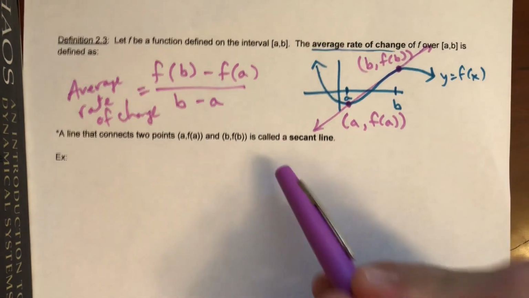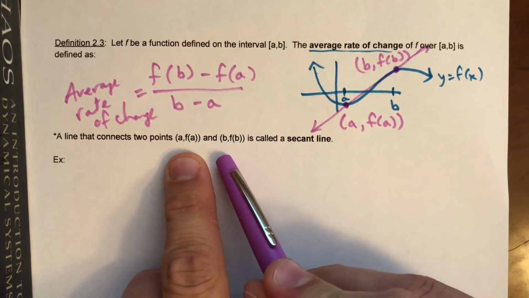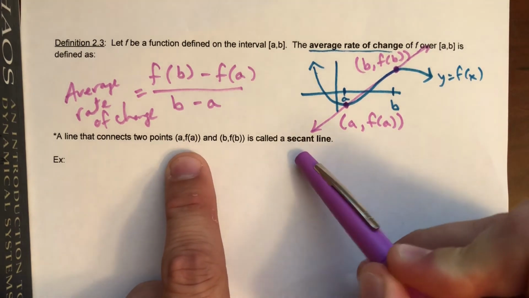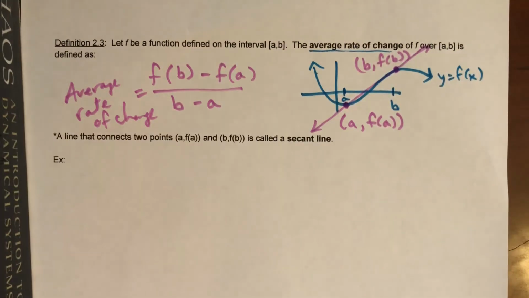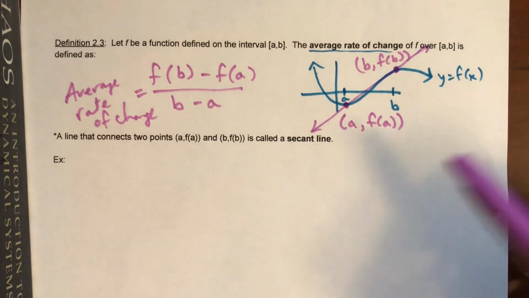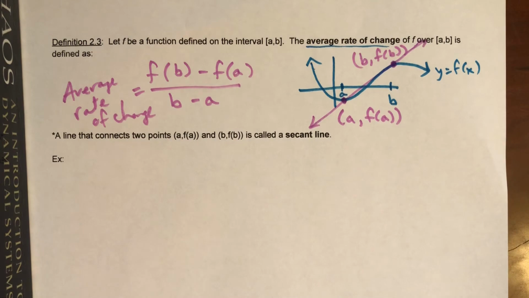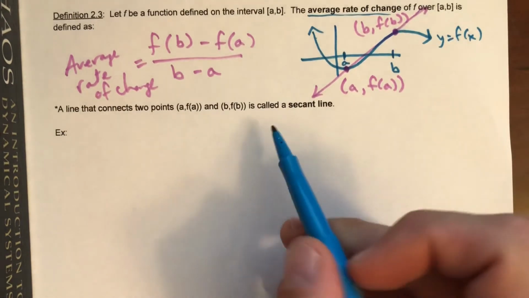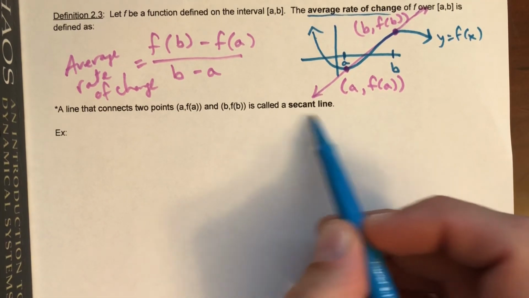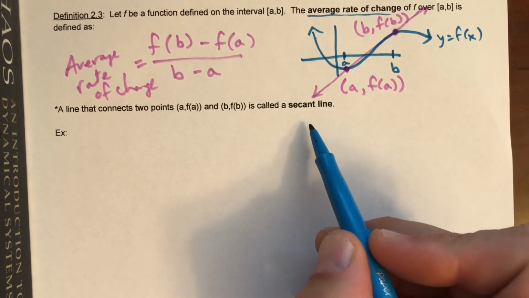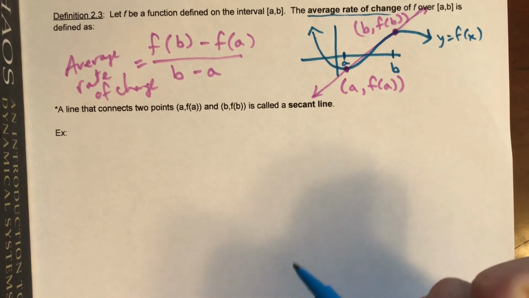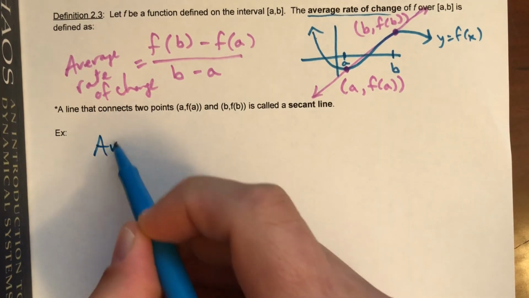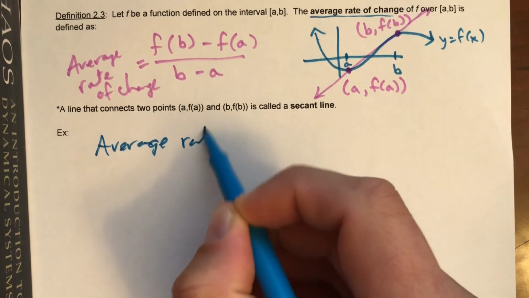Okay, so specifically here, the line that connects these 2 points, a comma f of a and b comma f of b, this is called a secant line. So if somebody says, find me an equation of the secant line between these 2 points on a graph, we could do that. But let's just do a simple example here. Finding a secant line will just amount to finding the slope of your line and then, you know, writing an equation for the line. So let's just do one of these where we can say what the average rate of change is.